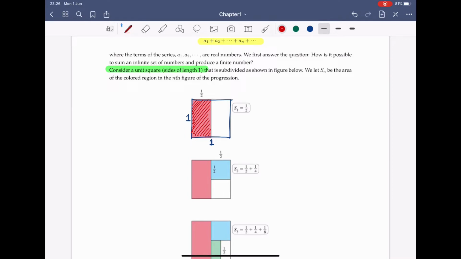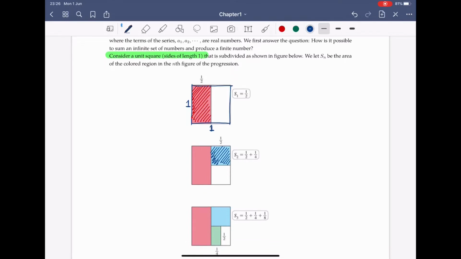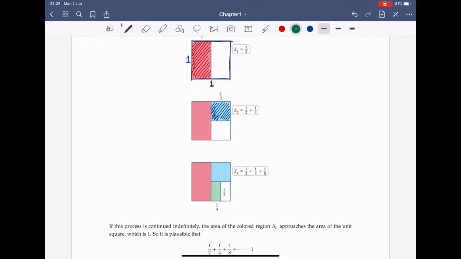And then the next step, I am going to focus on the piece that I have not shaded, and I cut half again. So I got this area, which is equal to 1/4, right? Because you just cut half from what we have left. Next, I focus on what I have from the previous step, and I cut half again. So I have this area that I shade in green, and the area here is going to be 1/8.